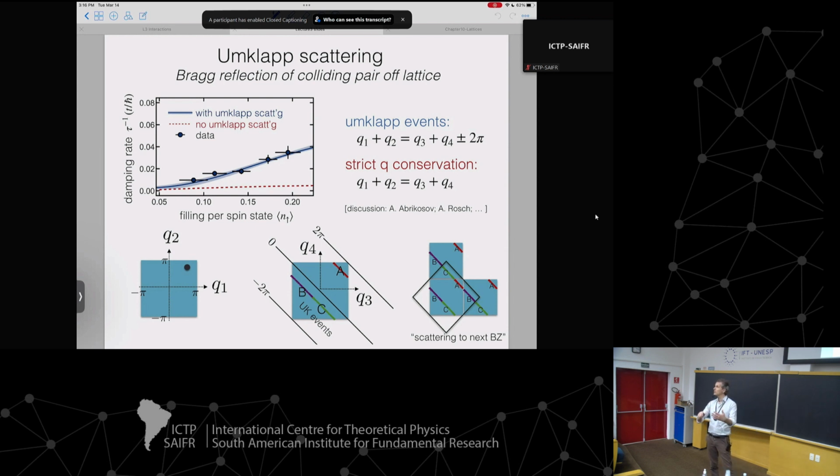But if I allow these so-called Umklapp scattering events where I start within a certain Q and then I scatter modulo 2 pi enough to knock me into the next zone, you see I can understand the experiment and see the big damping.